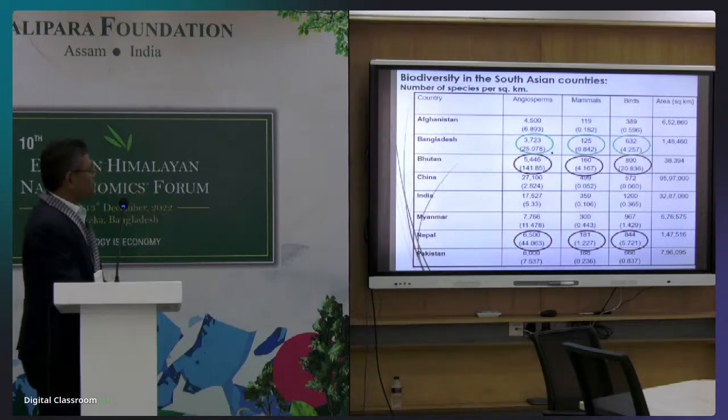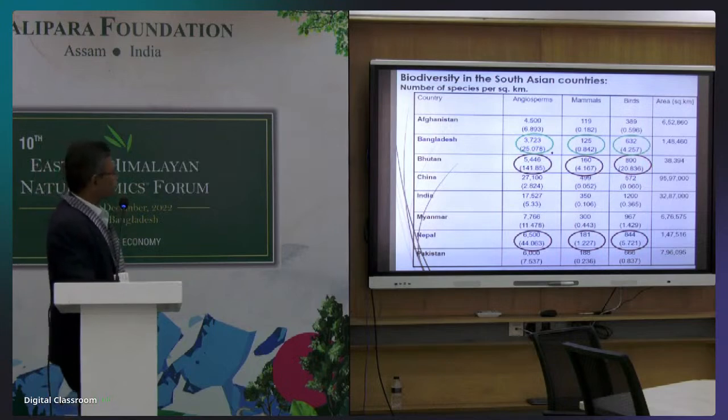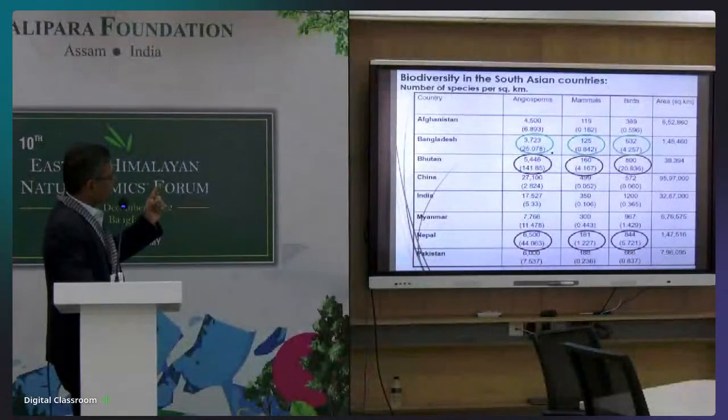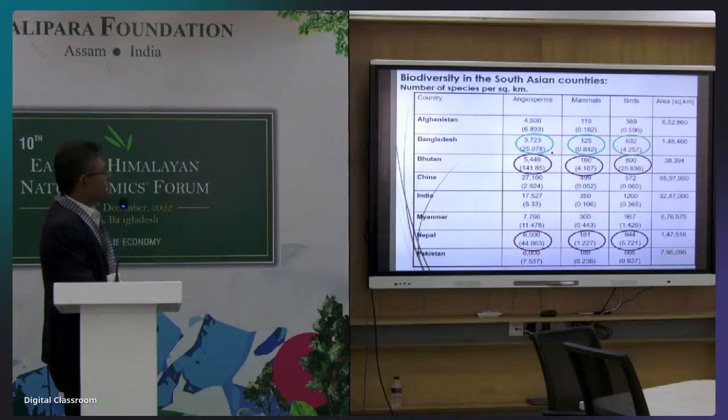So this is the table that shows the comparison among the South Asian countries. Here I compared the angiosperm diversity, then mammal diversity, and bird diversity among these countries. And you see that in case of angiosperm species diversity, the highest diversity was found in Bhutan, that means 141 species per unit area, and the second largest was found in Nepal, and the third largest was found in Bangladesh.